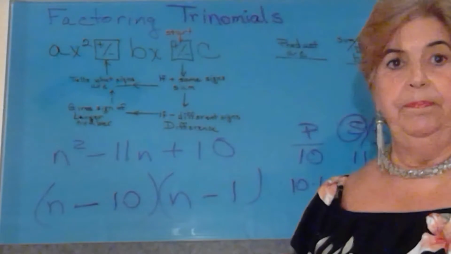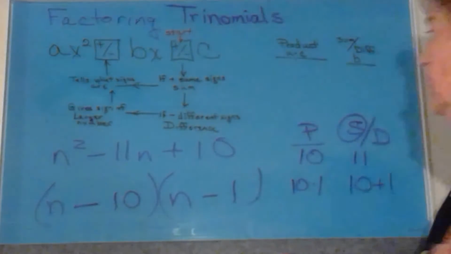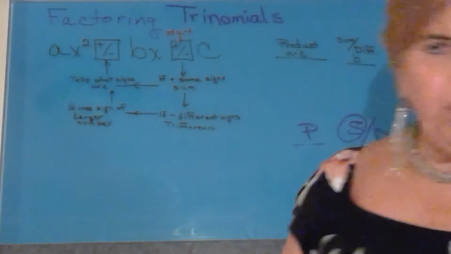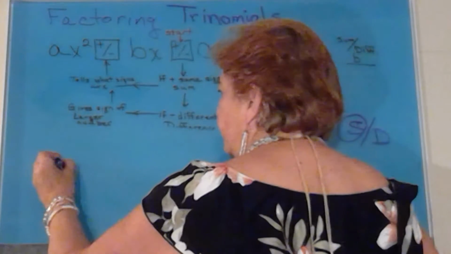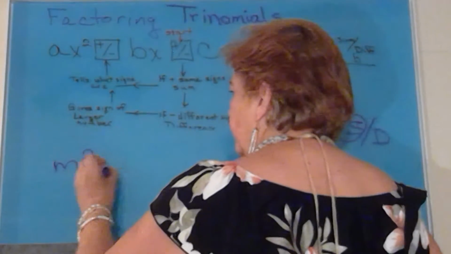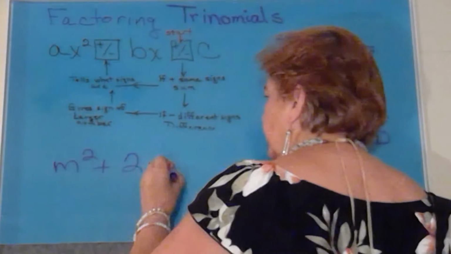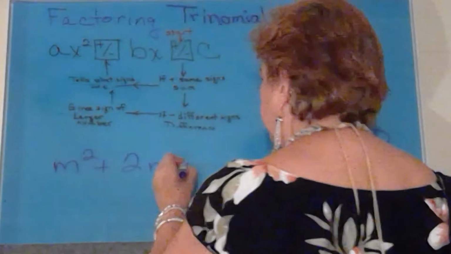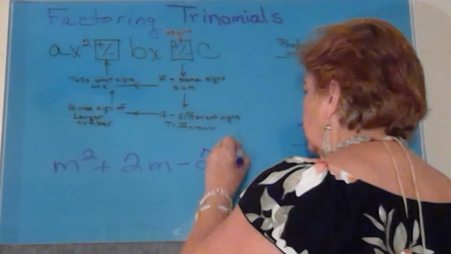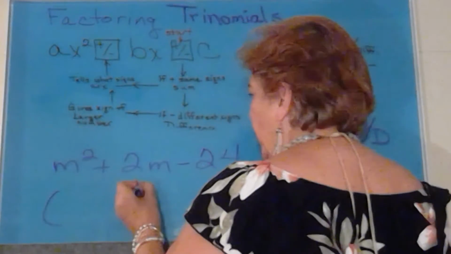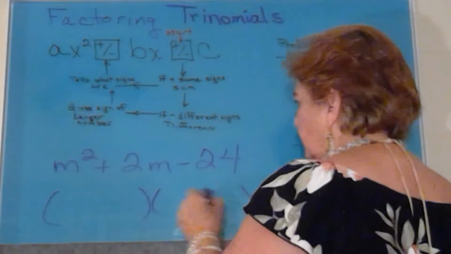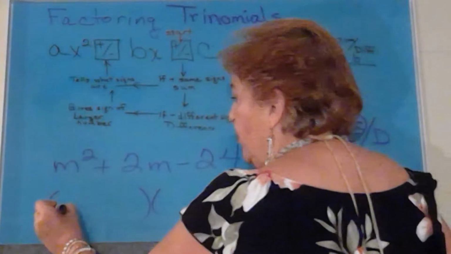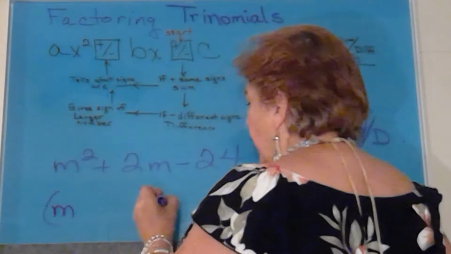have it factored. The next problem is m squared plus 2m minus 24. We'll set up our parentheses. Again, my variable's m, so I'm going to put an m here and an m here.